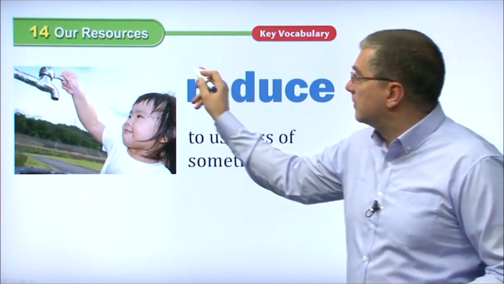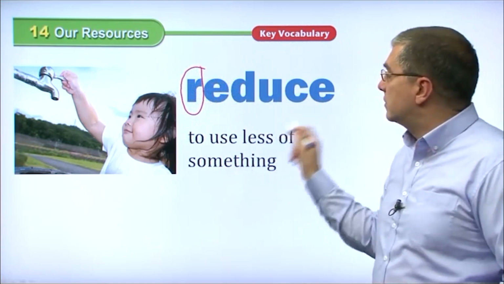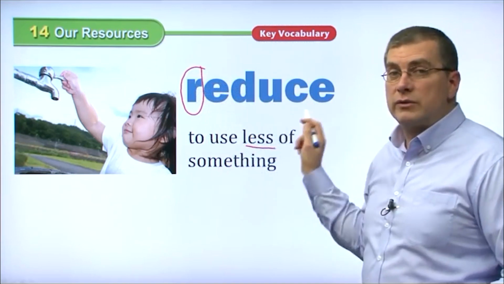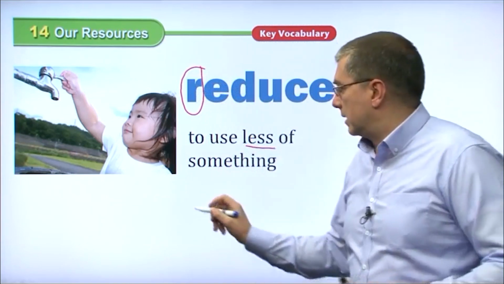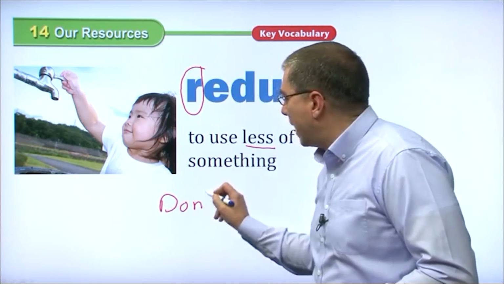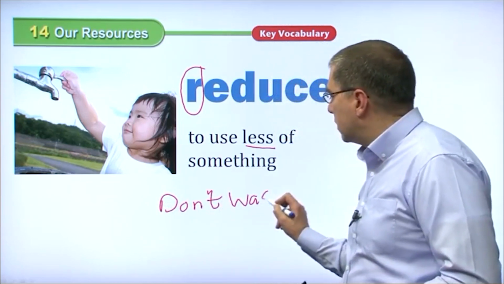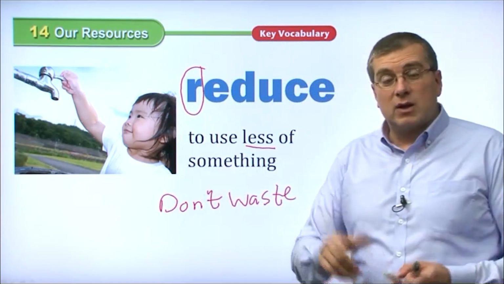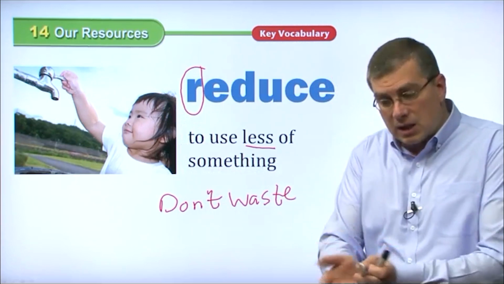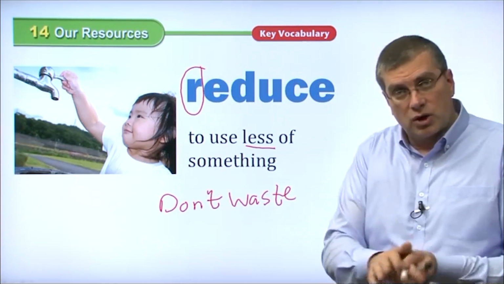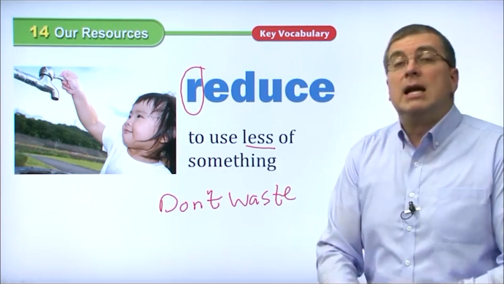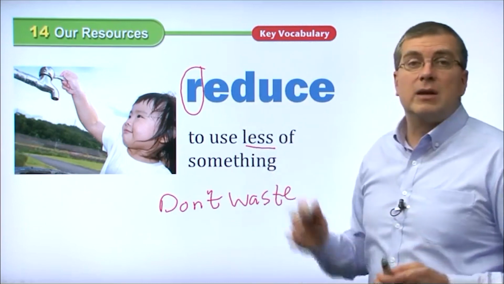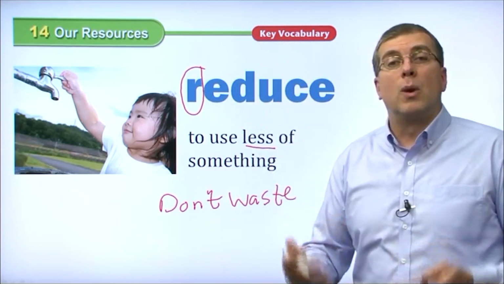The first R is reduce. Reduce means to use less of something. That means don't waste things. Basically, you could say don't waste our resources. Don't waste things. Don't waste resources. If you're not using the water the whole time you're washing your hands, get your hands wet, turn off the water. Wash your hands, turn the water back on, and then rinse them. Don't waste water. Don't waste other things. Reduce the amount that you use. Only use what you need.